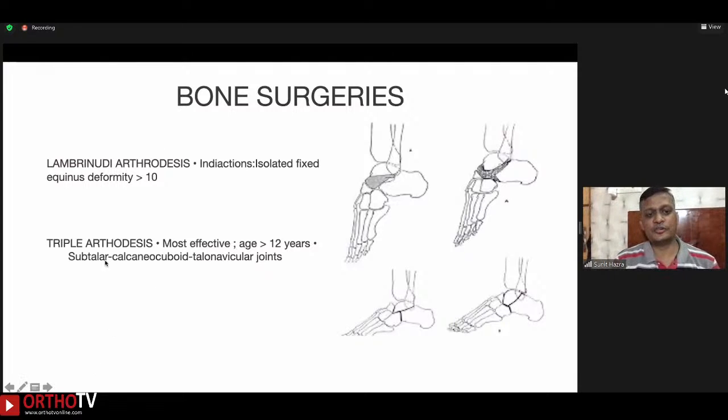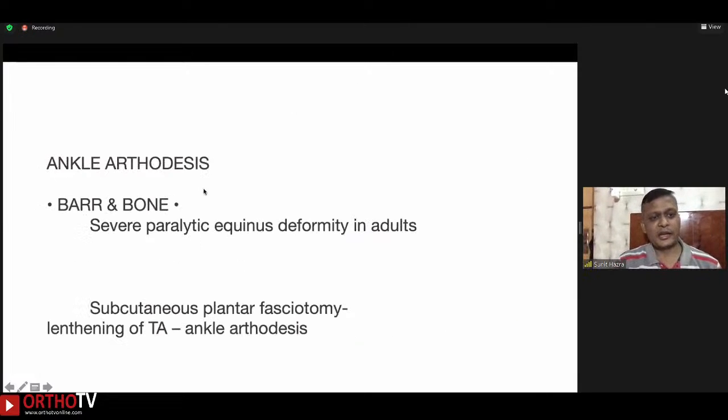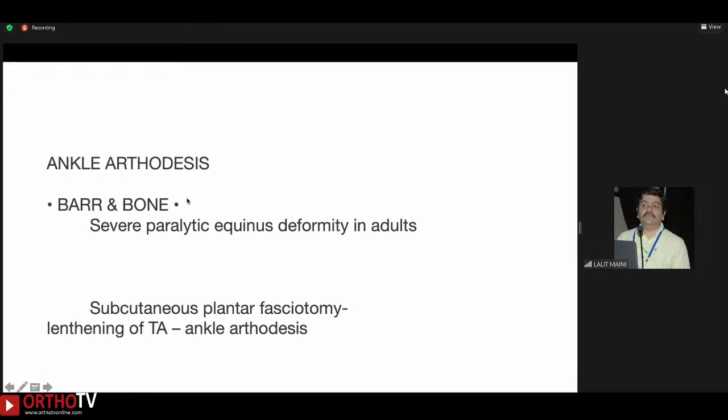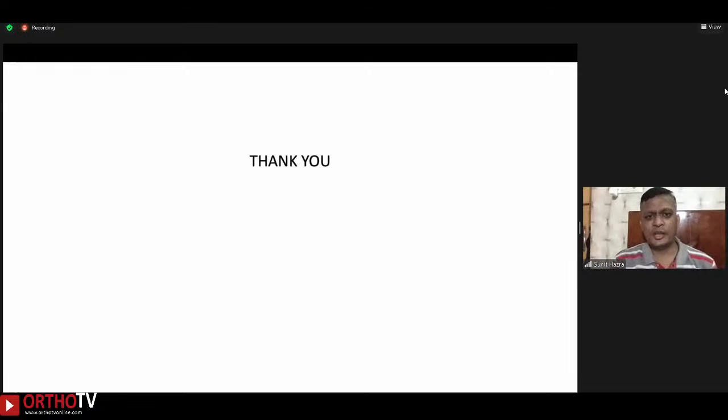Triple arthrodesis is usually most effective when the age is more than 12 years, where you need to fuse the subtalar joint, calcaneocuboid joint, and talonavicular joint. And ankle arthrodesis can also be done in severe paralytic equinus deformity in adults. If you combine it with subcutaneous plantar fasciotomy and lengthening of the tendo Achilles, it is usually described as the bone and bar procedure, and usually gives reasonably good results. I think that's in a nutshell how you need to examine and manage common peroneal palsy in detail.